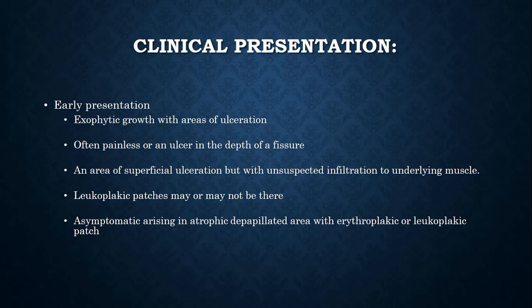Clinically it can present as early disease or may be presented as a late one. In earlier presentation it would be in the form of an exophytic growth with an area of ulceration. Often they are painless, or they can present as an ulcer in the depth of a fissure, or it could present as an area of superficial ulceration but with unsuspected infiltration to underlying muscles. Leukoplakic patches may or may not be there. It may be asymptomatic, arising in an atrophic depapillated area with erythroplakic or leukoplakic patches.